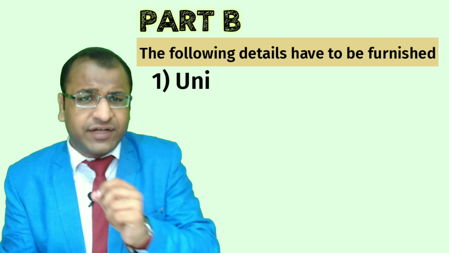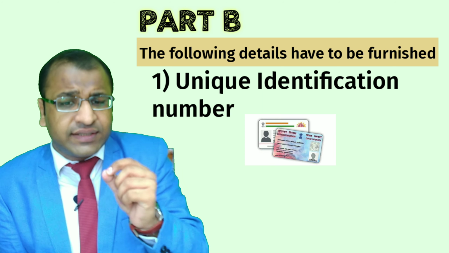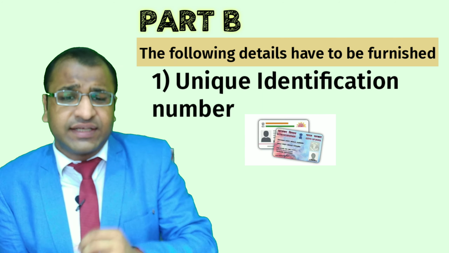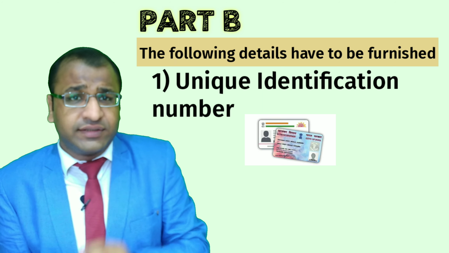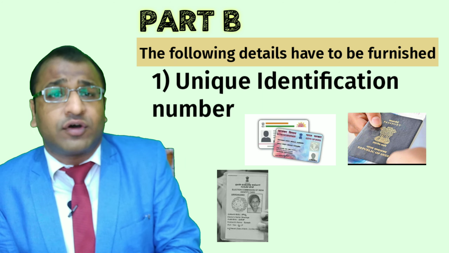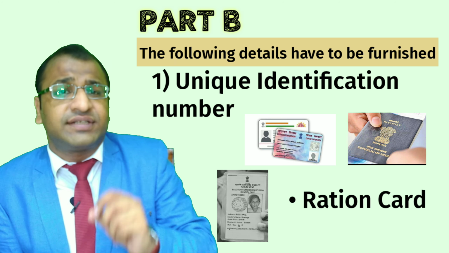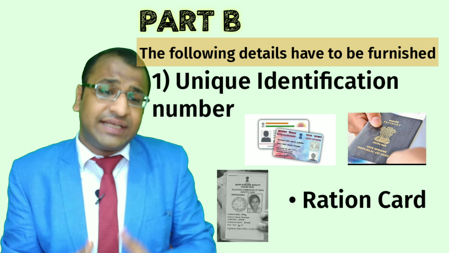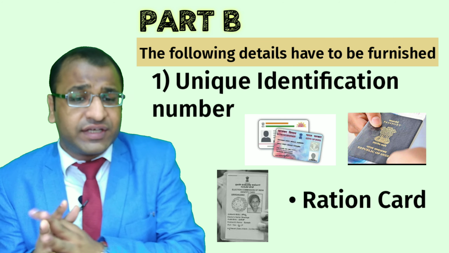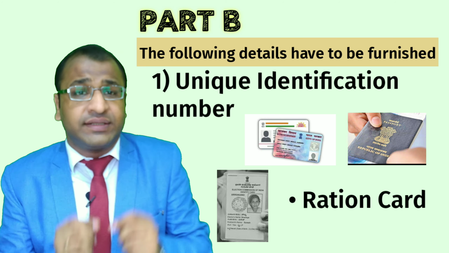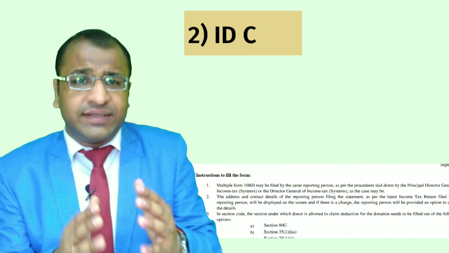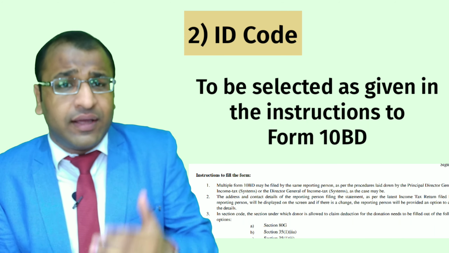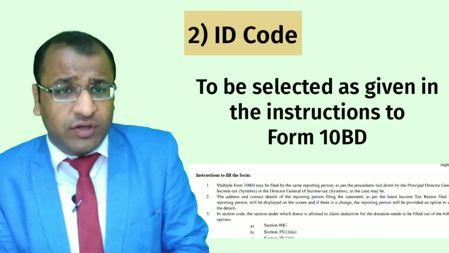First comes the unique identification number, where either the PAN or the Aadhaar number of the donor needs to be filled. In case both are not available, only then the voter ID card number, the passport number, the ration card number or the driving license number can be filled. In case the donor is a foreign donor paying taxes in India, his or her taxpayer identification number can also be filled in this row. Then in the column of ID code, the number can be selected as given in the instructions, based on the document selected in the previous column.